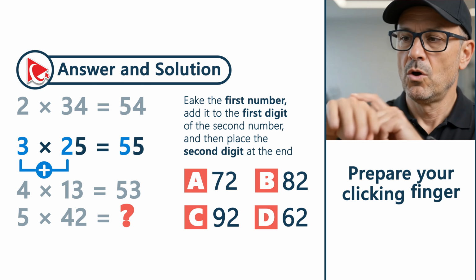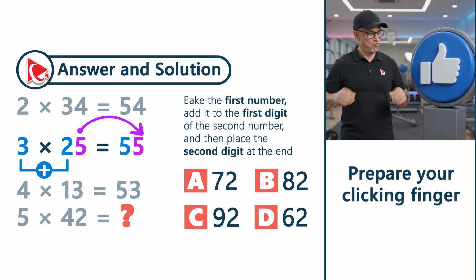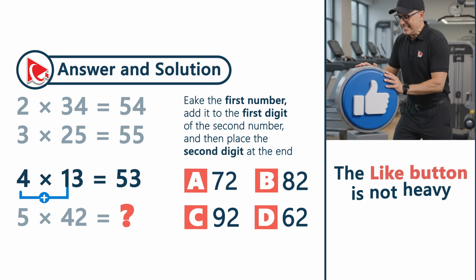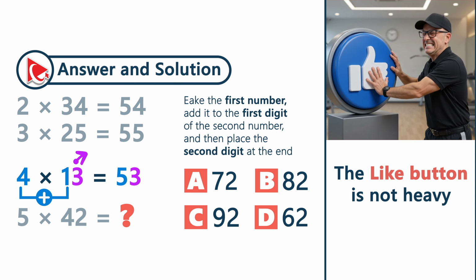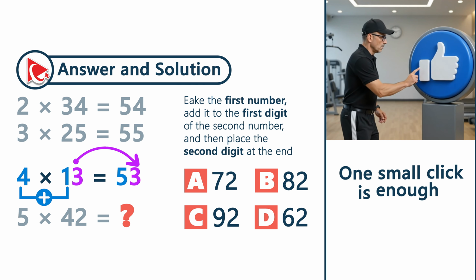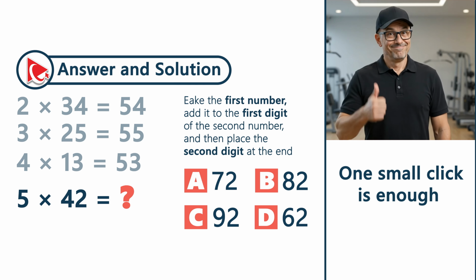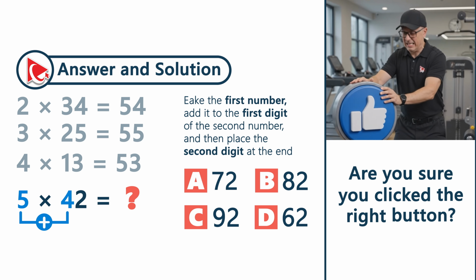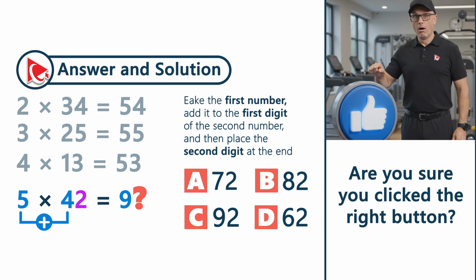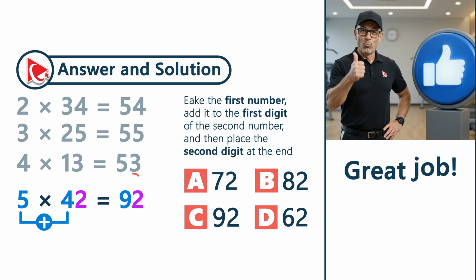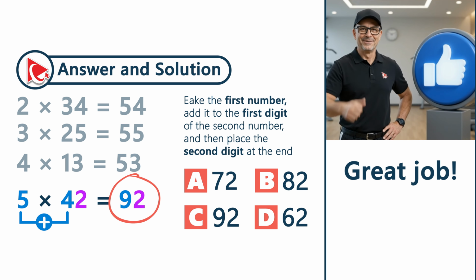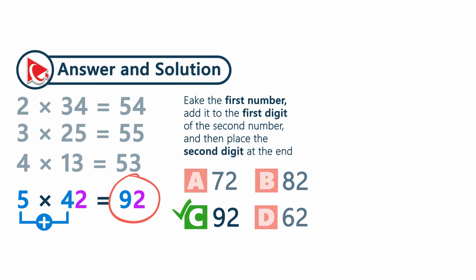3 plus 2 equals 5. Attach the second digit and you will get 55. 4 plus 1 also equals 5. Attach 3 to the calculated number and you will get 53. And now let's calculate the missing number. 5 plus 4 equals 9. Then attach the last digit, which is 2. So the answer is 92. And the correct answer here is choice C, 92.